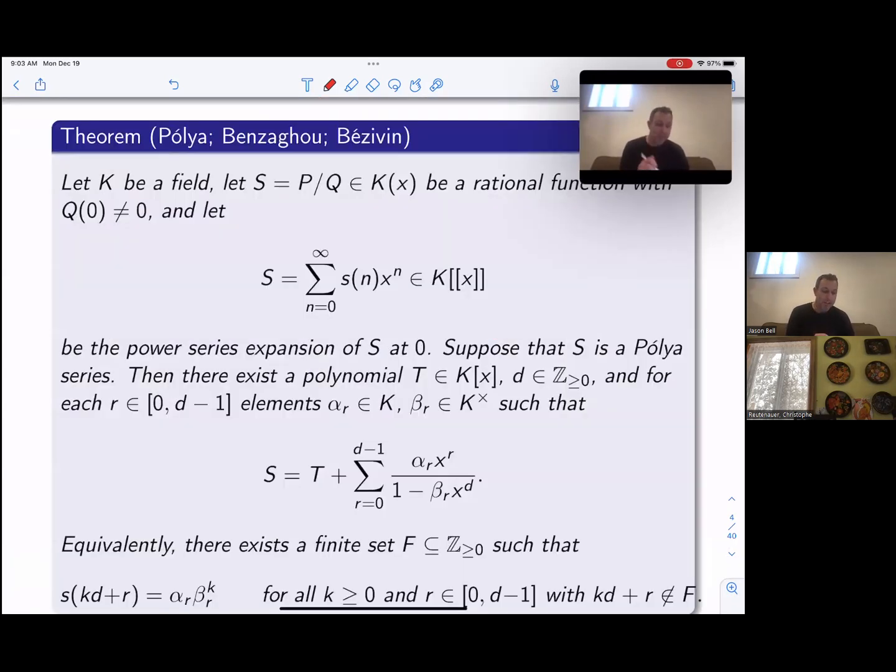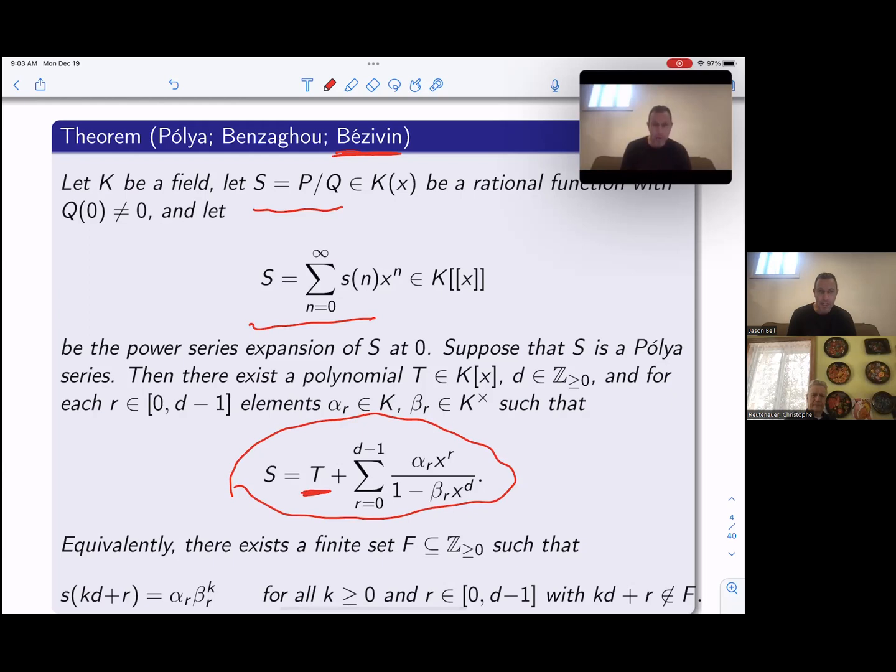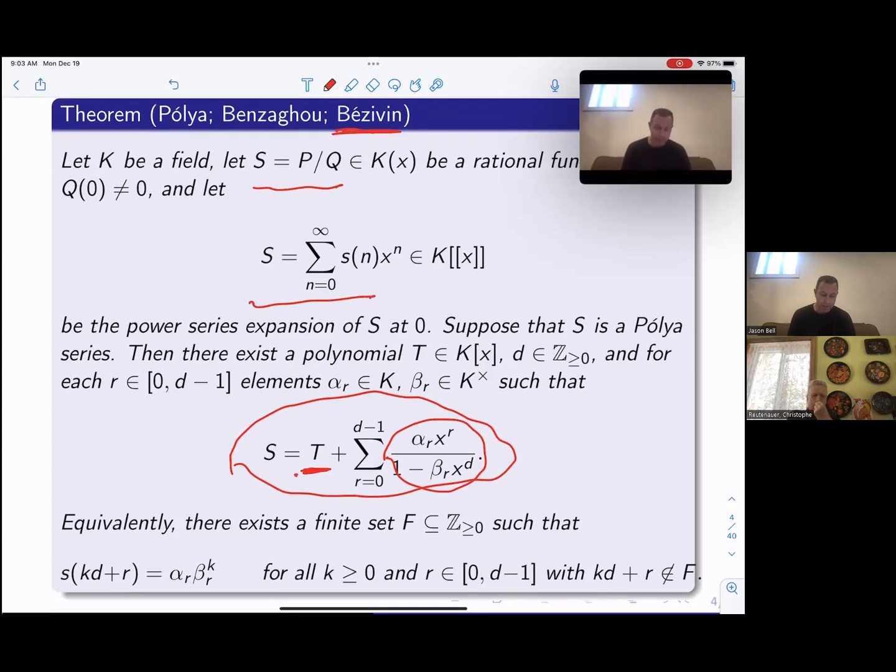And here's the big theorem culminating with the work of Bézivin. So if we have K as a field, and we take the power series expansion of a rational function, so we've got this rational series, and we assume that it's a Pólya series, so all the coefficients lie in a finitely generated group, then it has this very special form. Basically, the form is saying that up to a finite number of coefficients, it looks like one of these things, where it's basically just some sort of geometric series. And like I said, equivalently, you can say outside of a finite set, it looks like a geometric series.